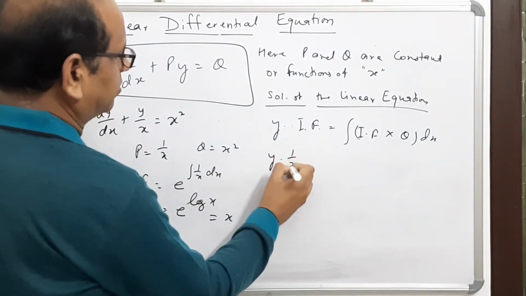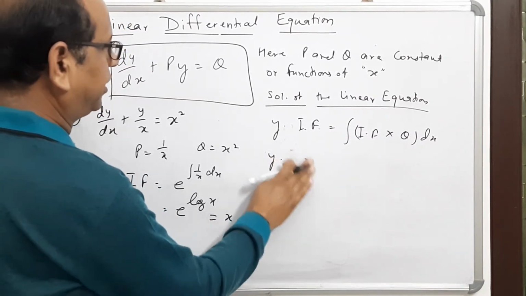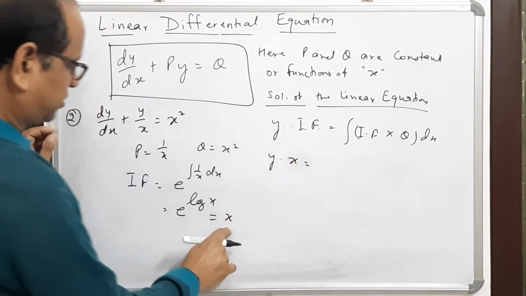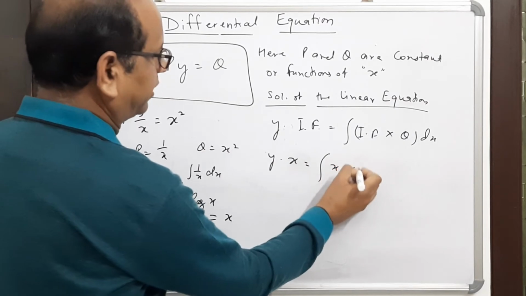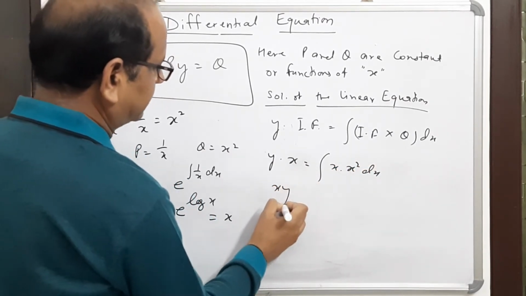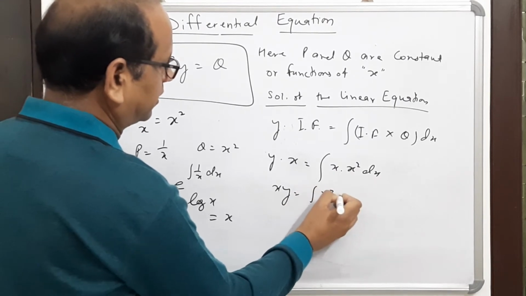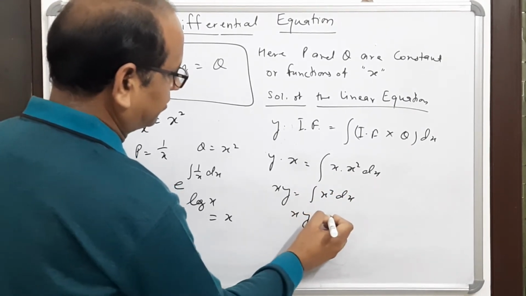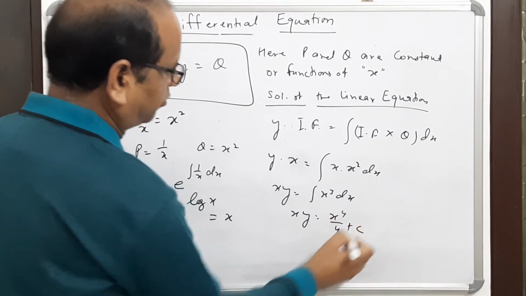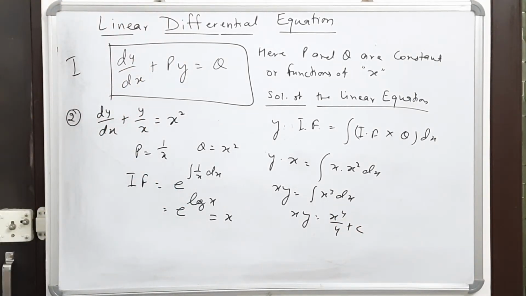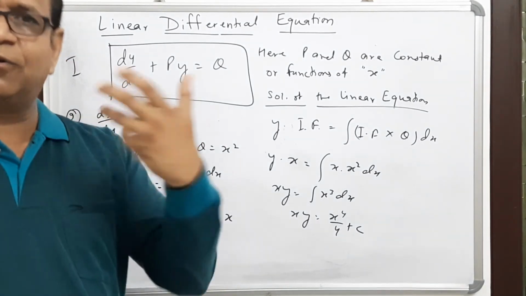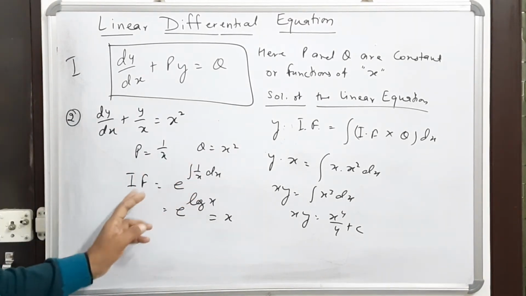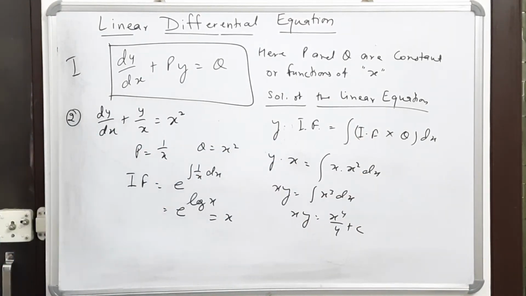Now we solve it. So it is y into x, because IF is x, equals to integration of x into x square dx. So our answer is xy equals to integration of x cube dx, so xy equals to x power 4 upon 4 plus c. That is the solution of this differential equation. I hope you all understood how to find the value of p and q, and then the important part, that is IF, and then we can proceed for the next part.